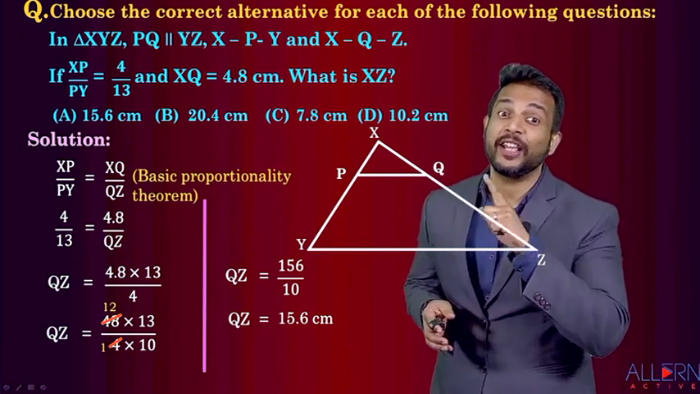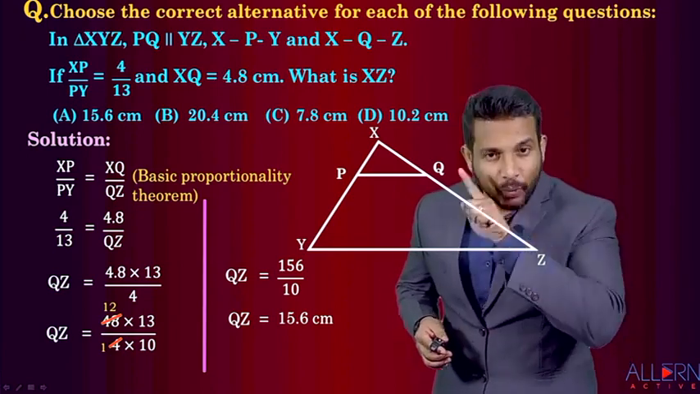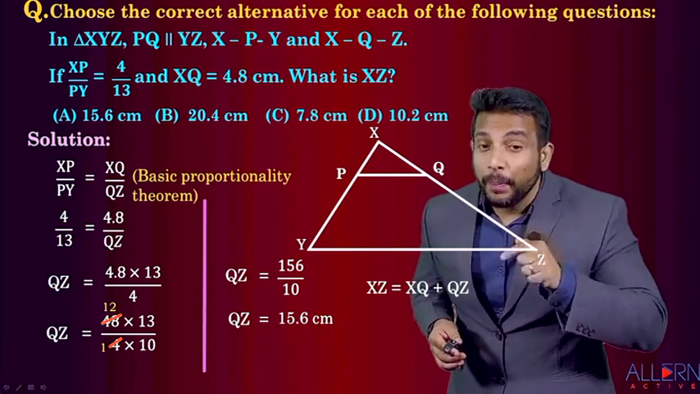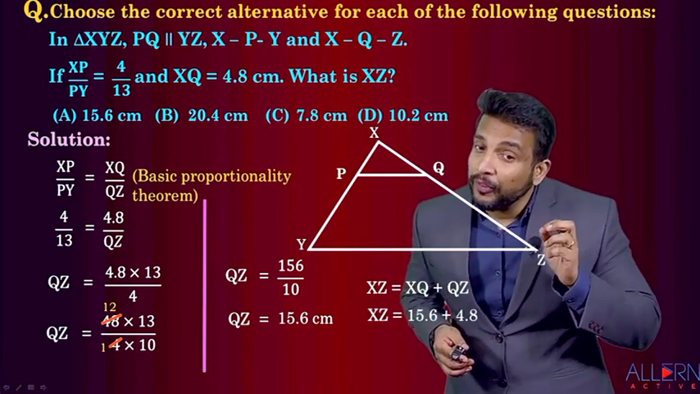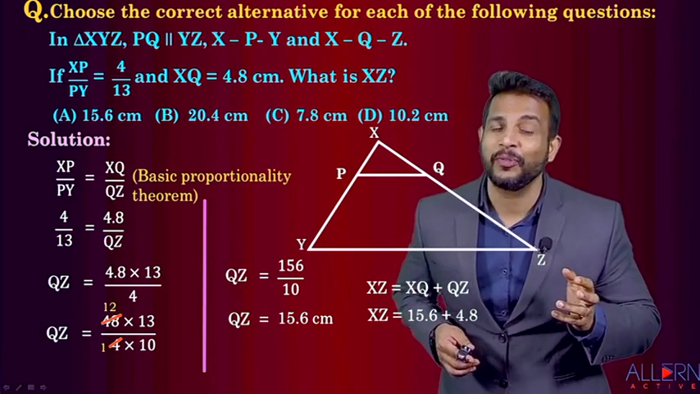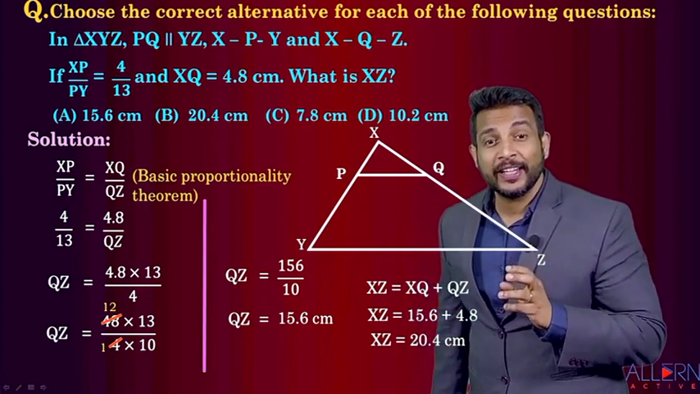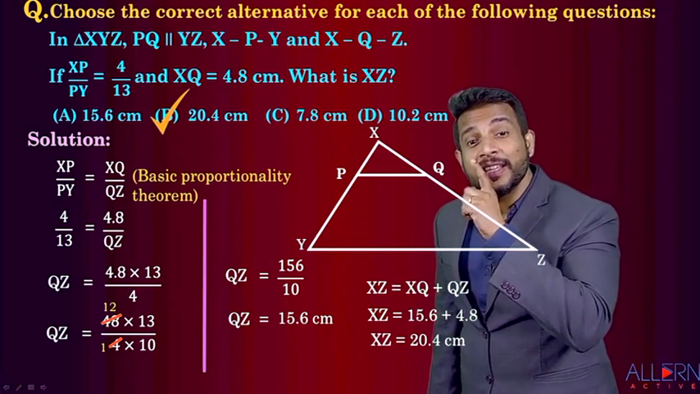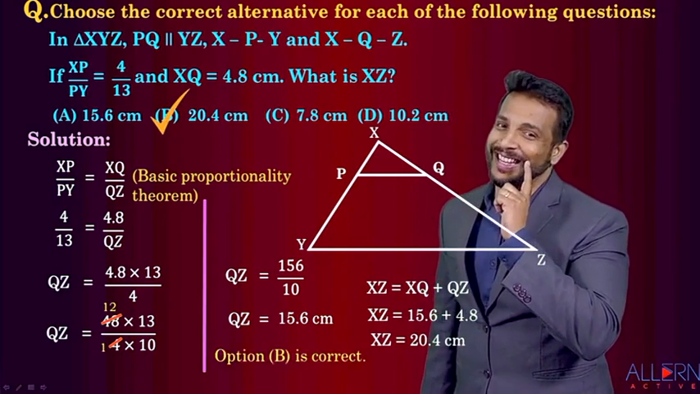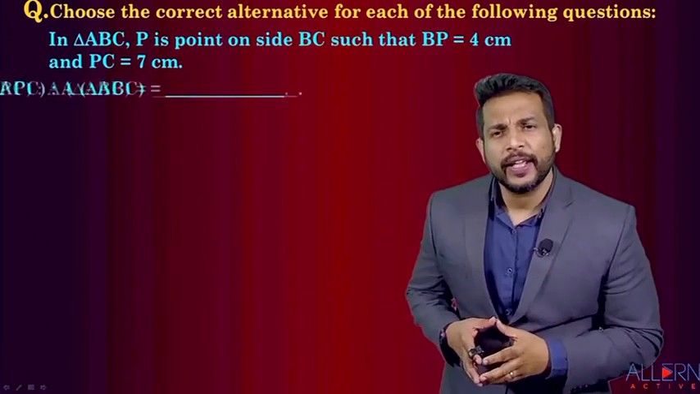No, don't get confused. He asked you to find XZ. So what is XZ? XZ is XQ plus QZ, that is nothing but 15.6 plus 4.8, and when we do that we get 20.4. The value of XZ is 20.4. That means option B is the correct one. This is very important, right? Observe. Next one, let's do the next one.